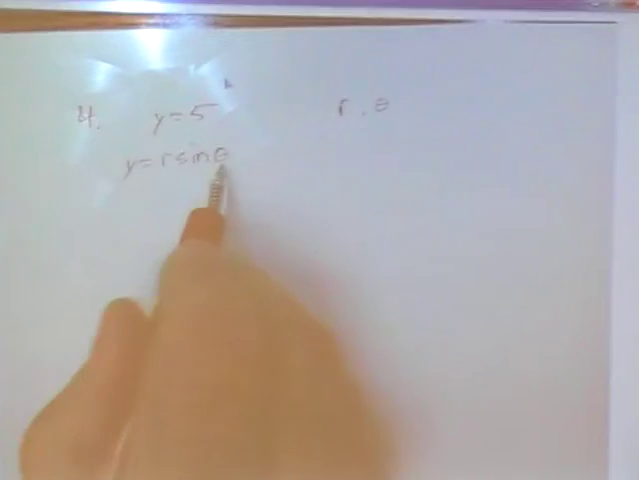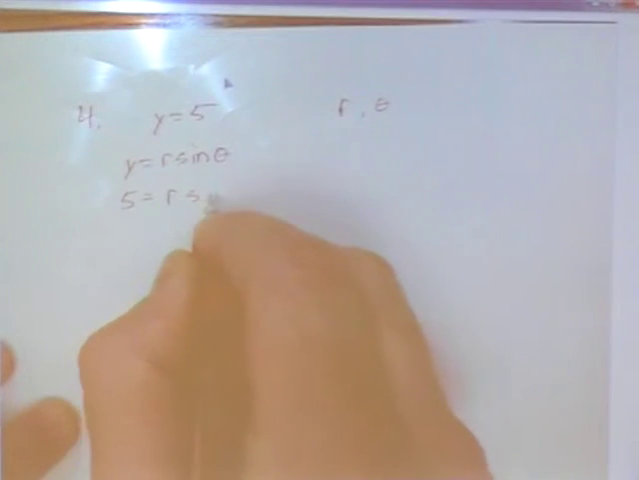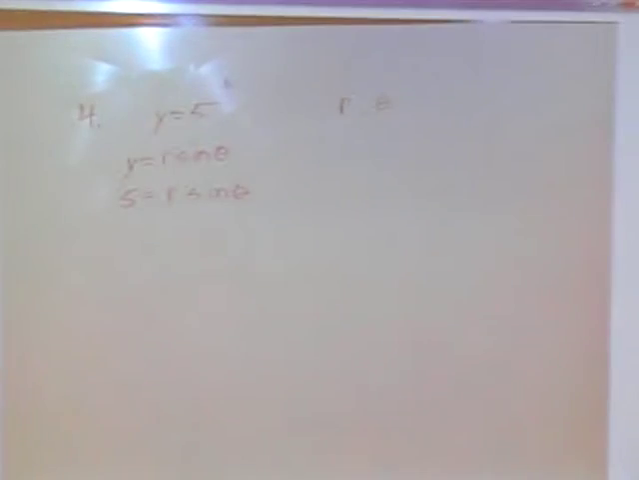So what do I know about y? Y equals r times the sine of theta. There is r and theta. I don't need the values. Y equals 5. So 5 equals r times the sine of theta. That is okay, but it's not really far enough.